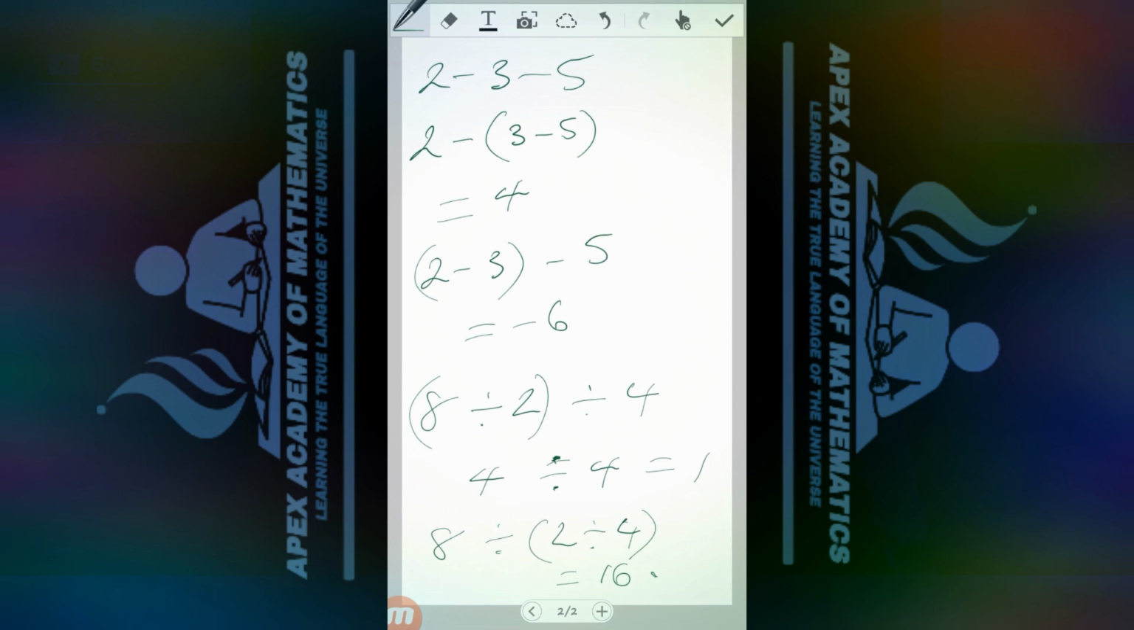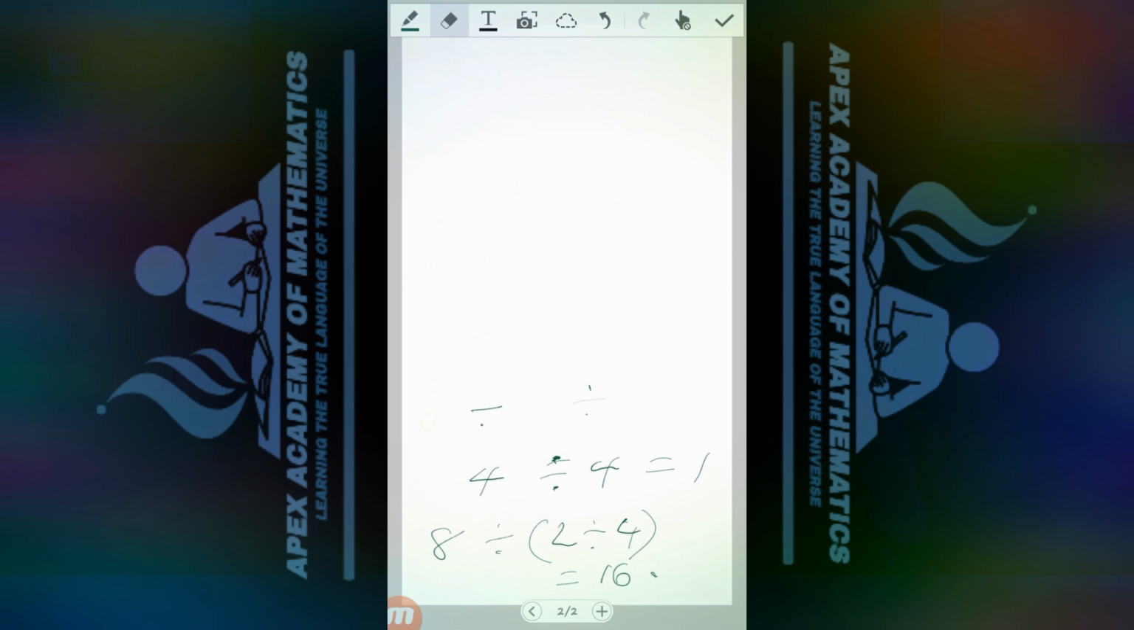So basically we're saying here that, under the commutative law, division and subtraction are non-commutative, and also division and subtraction are non-associative. So be sure that you understand that principle.